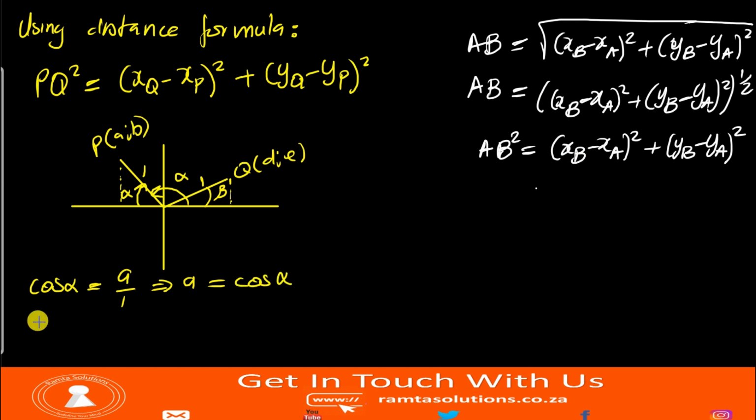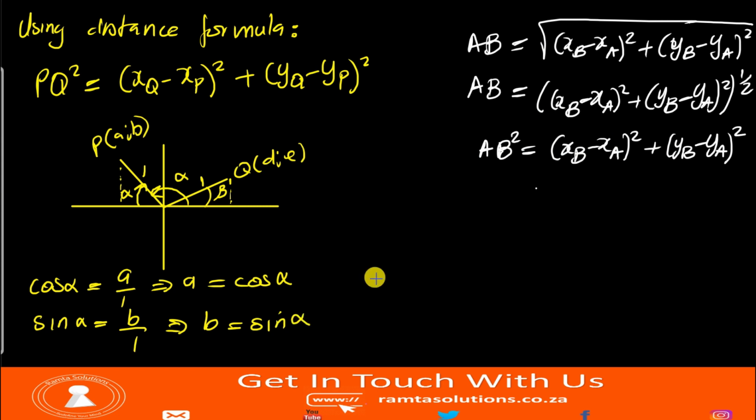Now let's look at sine alpha. What is sine alpha? Sine is opposite over hypotenuse. Remember, cosine is adjacent over hypotenuse. Now sine is opposite. What is opposite? This refers to the y value. What is the y value? It's b. What is the hypotenuse? It's 1. Therefore, this implies b equals sine alpha.